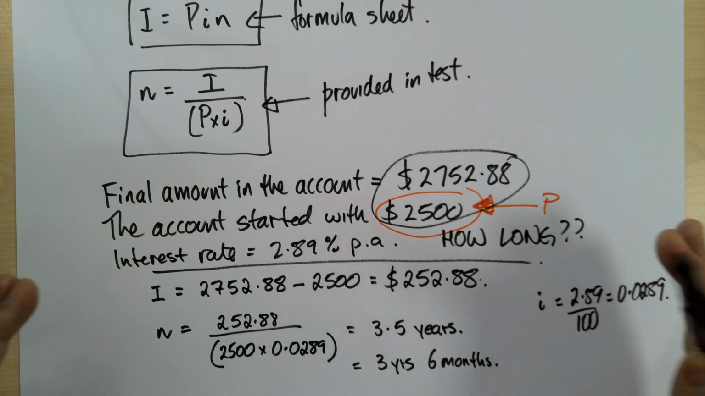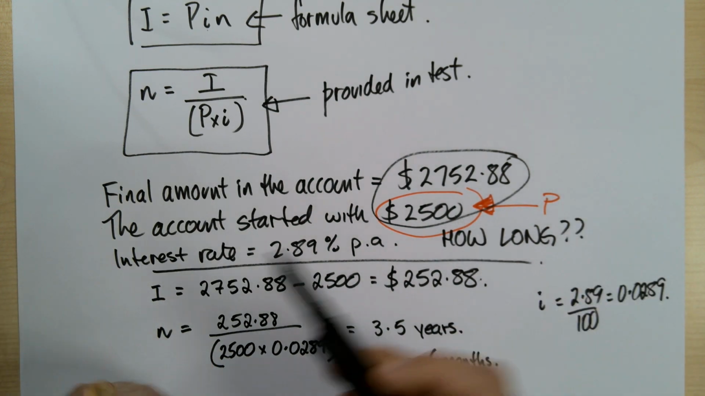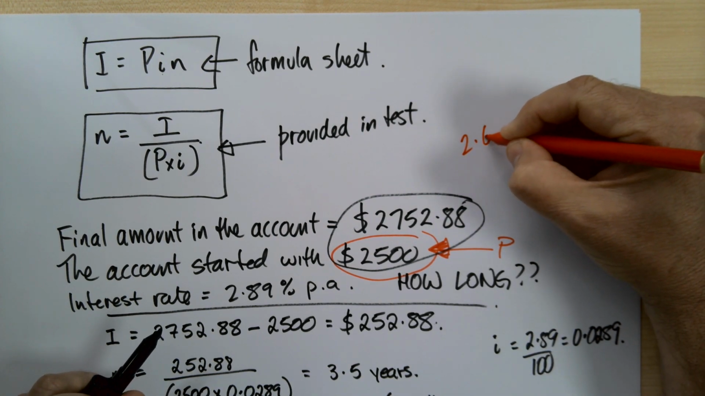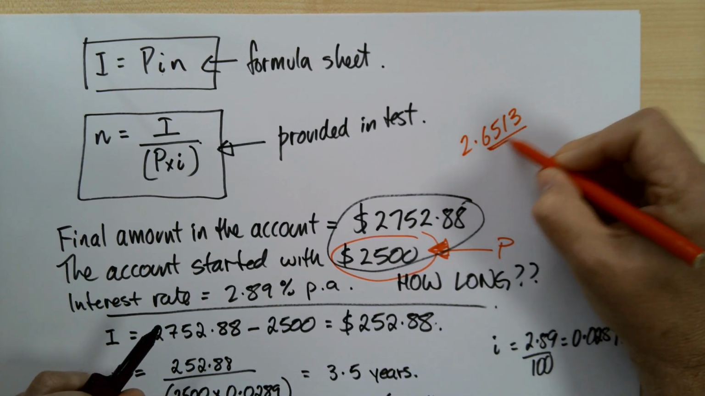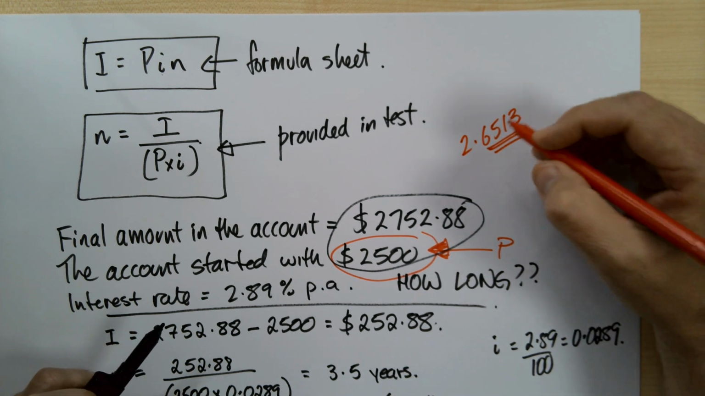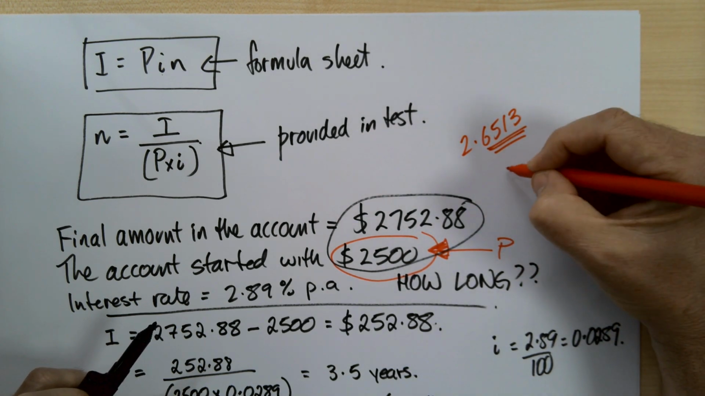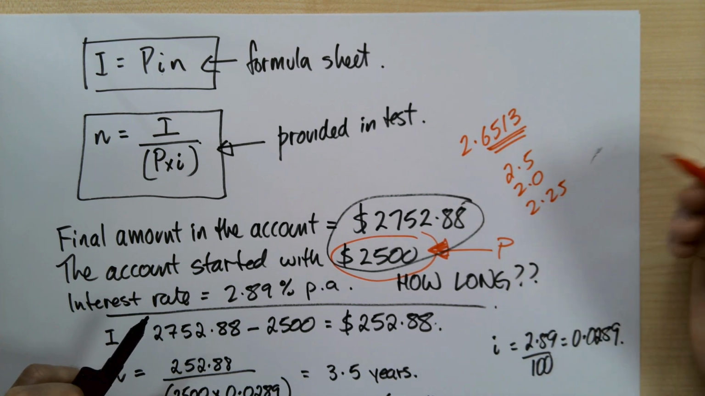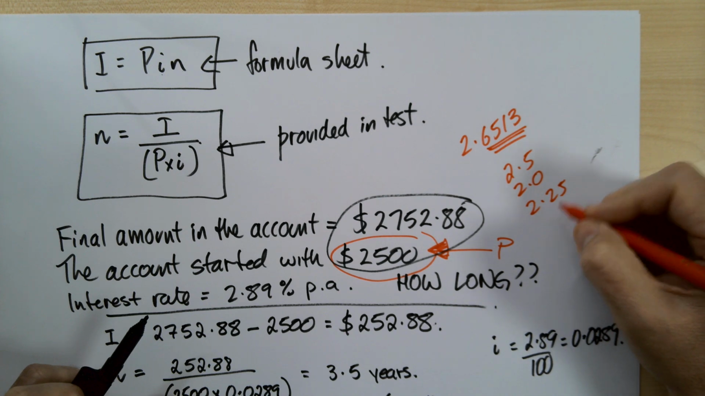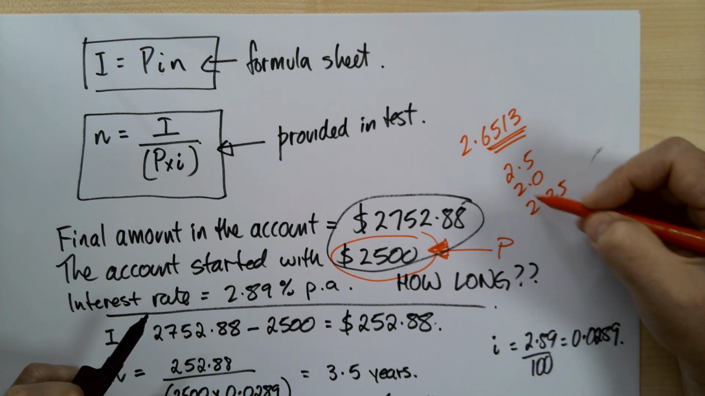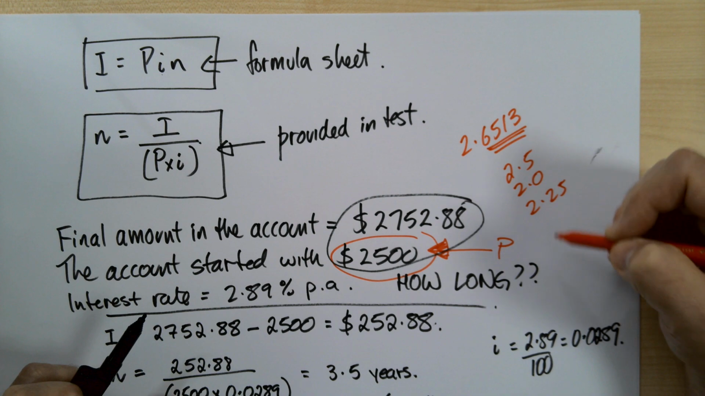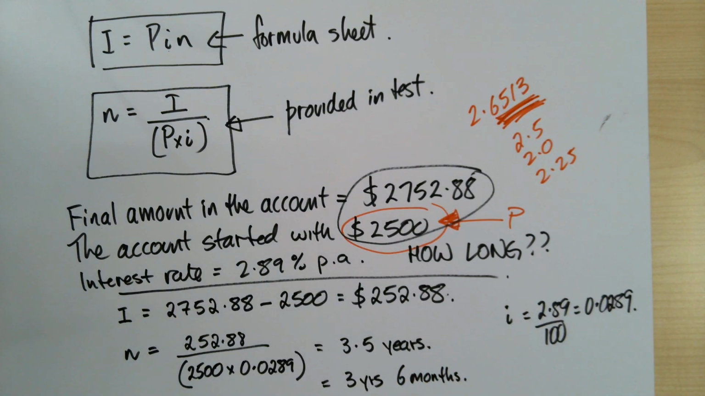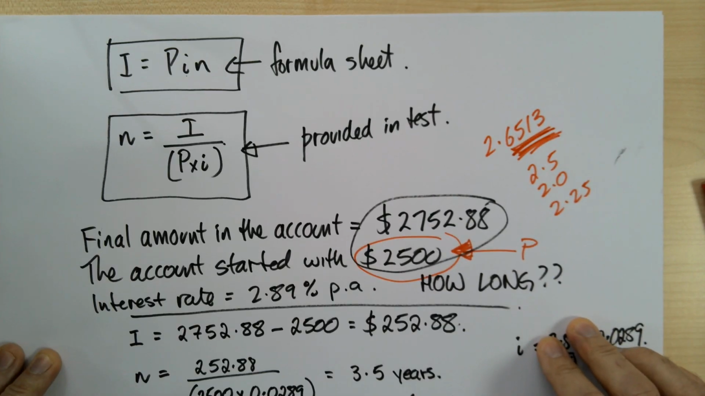The question in the test will be rigged. If you get some weird looking 2.6513, no, you're wrong. It might be 2.5, it might be 2, it might be 2.25. That's a quarter of a year, which is 3 months. So it'll be something that you could get easily to months if it's not a whole year. It won't be some weird looking decimal like that. It'll be rigged. All right, get to it.